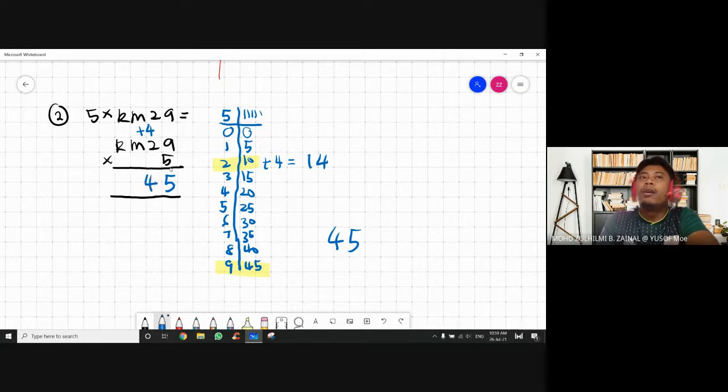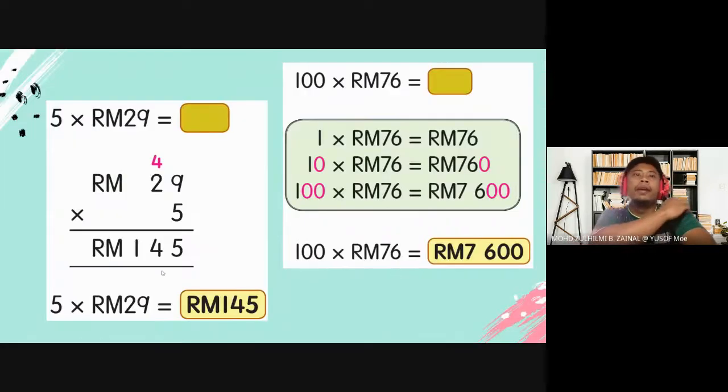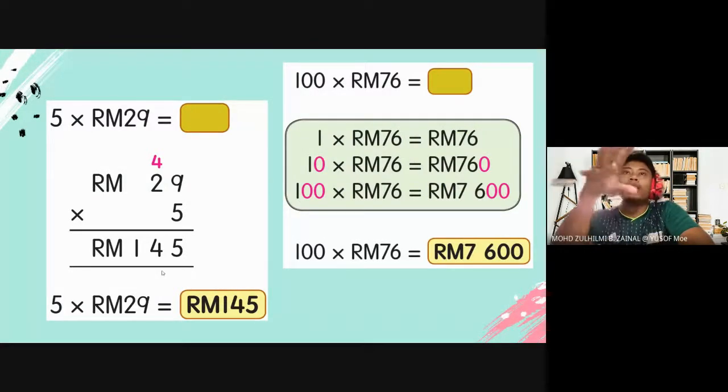4 bring down. There are no more numbers, right? So it is just RM. So you have to put 1 here. Then write down the unit, 145. So the answer should be RM145. Can you understand? Okay. Then we move to the other number.